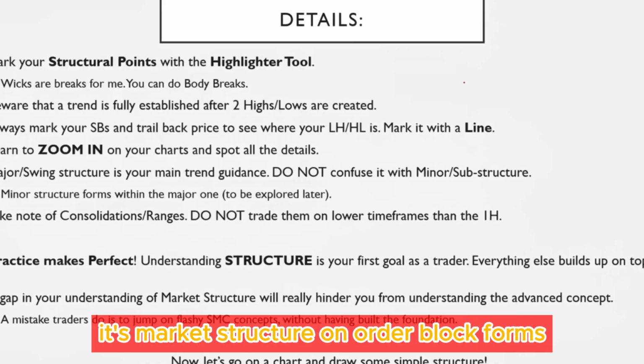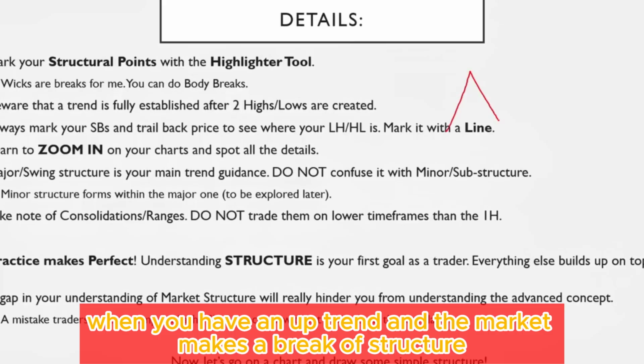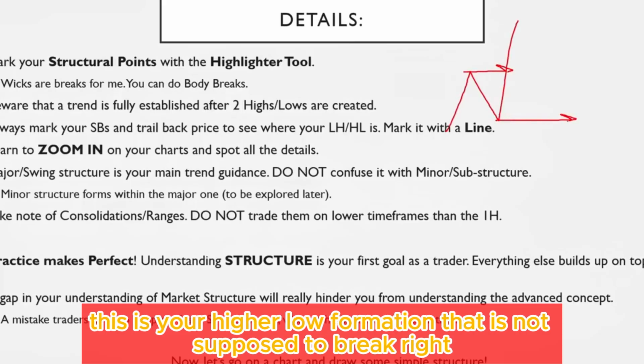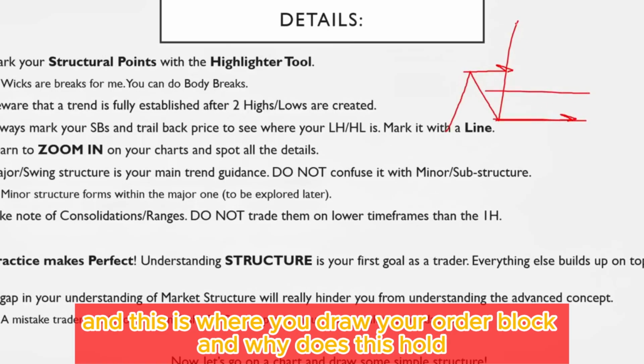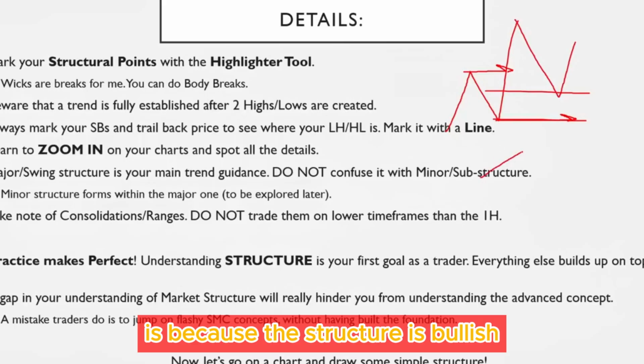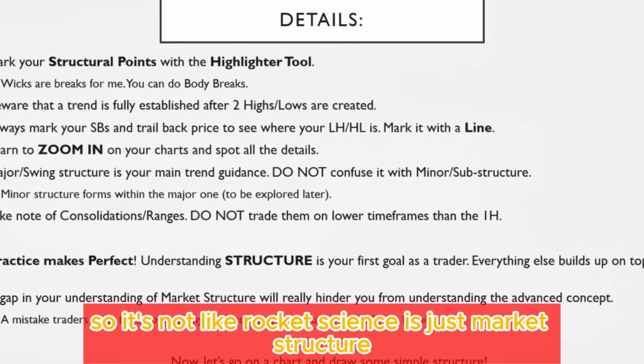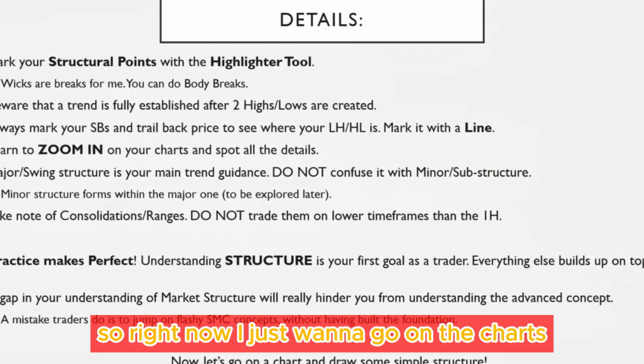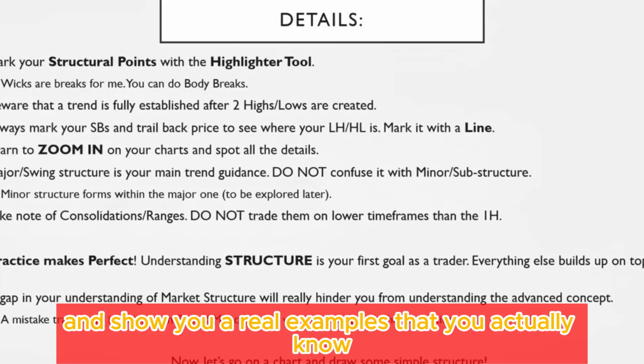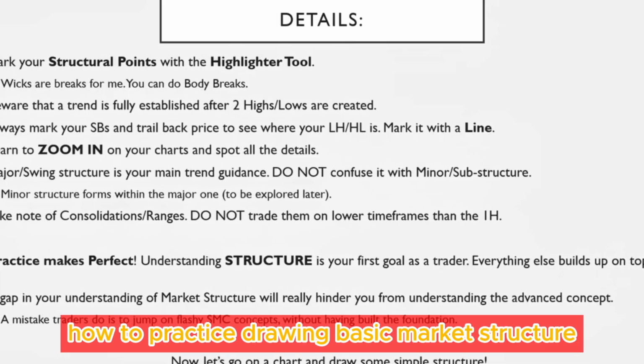An order block forms when you have an uptrend and the market makes a break of structure. This is your high low formation that is not supposed to break, right? And this is where you draw your order block. And why does this hold? Because the structure is bullish, and this is the high low that should be maintained. Okay, so it's not like rocket science, it's just market structure. So right now, I just want to go on the charts and show you a real example so that you actually know how to practice drawing basic market structure.